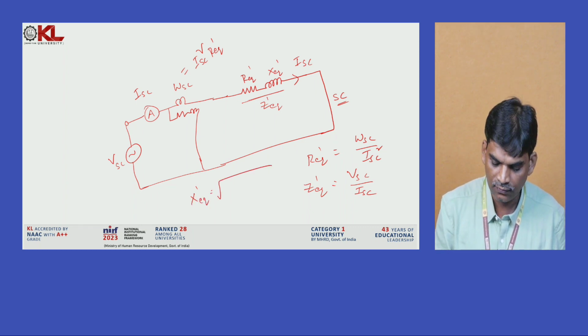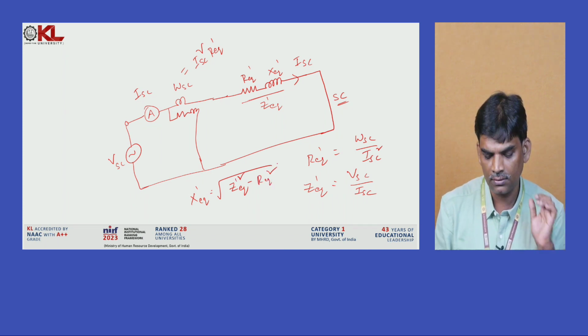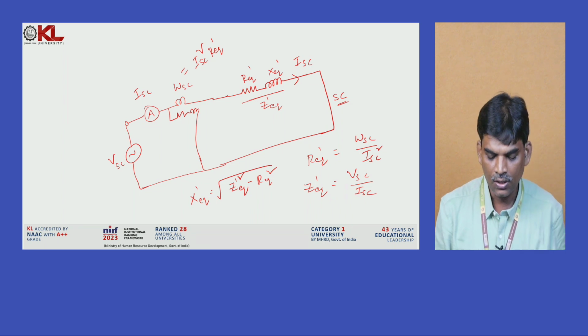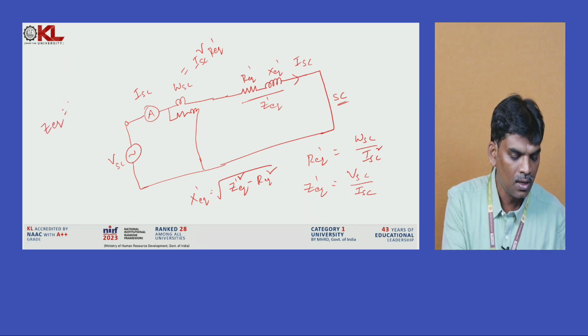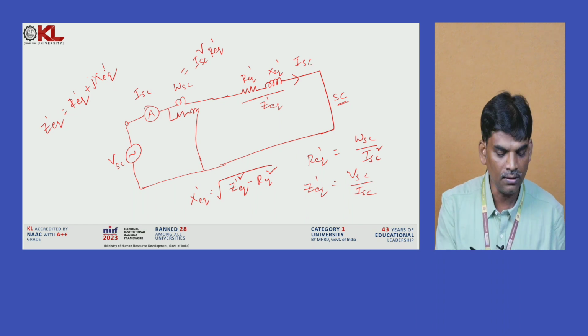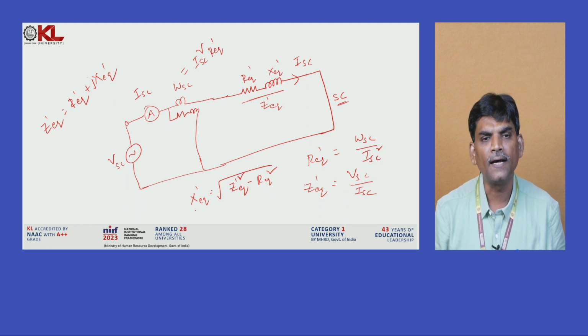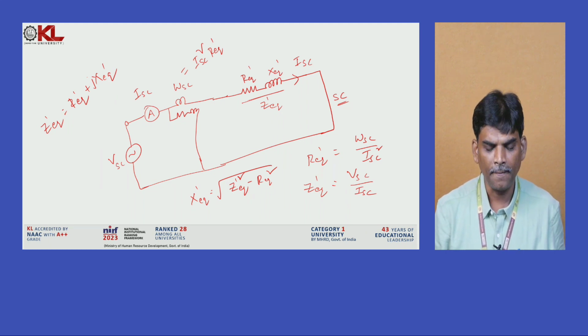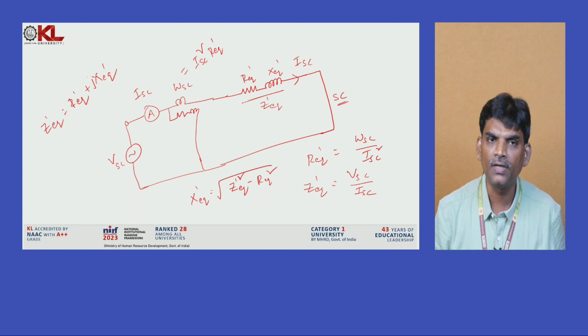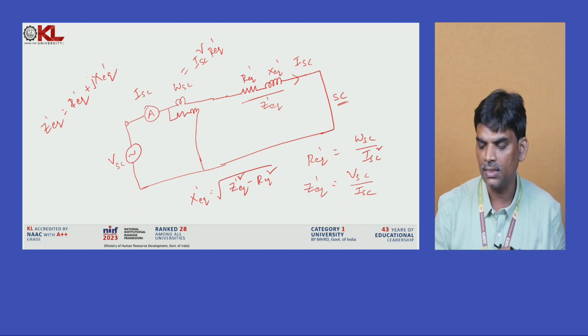X equivalent dash is equal to the root of Z equivalent dash squared minus R equivalent dash squared. Why? Because Z equivalent is equal to R equivalent plus j of X equivalent, so Z squared equals R squared plus X squared. Based on this formula we can calculate X equivalent dash. Once you have calculated these series parameters, we are ready to calculate the voltage regulation also.